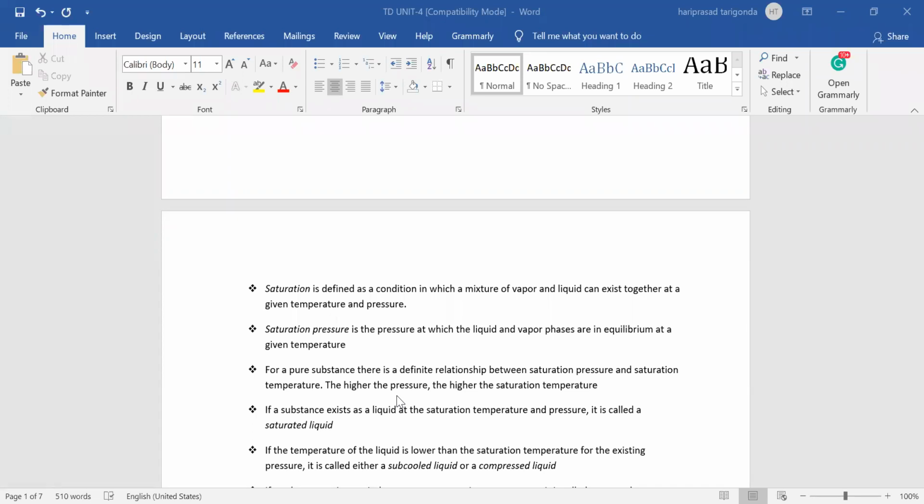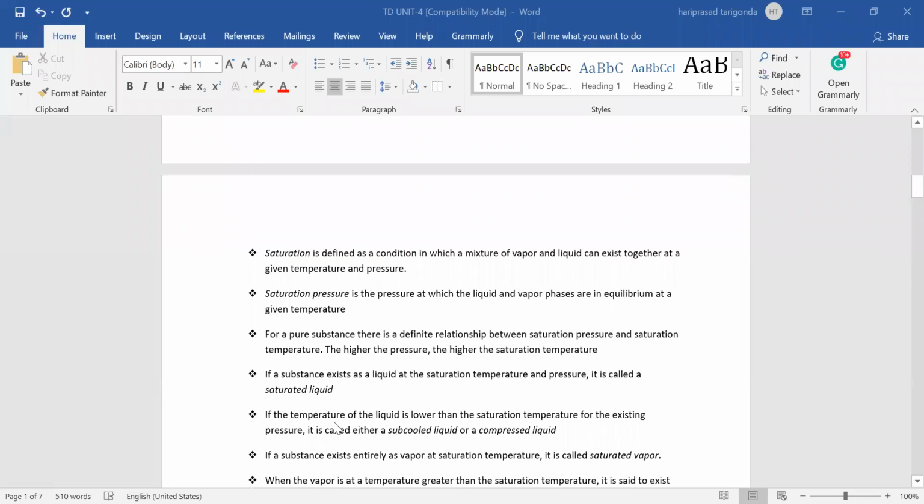Therefore, 100 degrees centigrade is called the saturation temperature. For that condition, the pressure is one atmosphere, that is 1.013 bar. That is termed the saturation pressure. Okay.